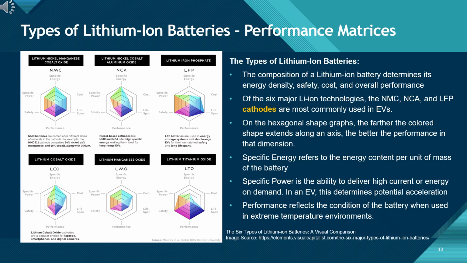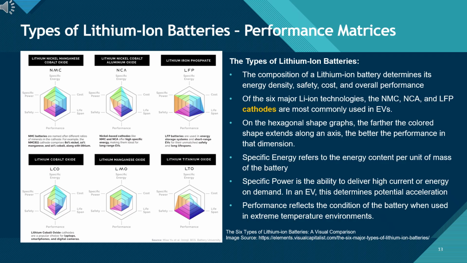Types of lithium-ion batteries, performance matrices. In this slide, we compare the 6 main lithium-ion chemistries based on their performance characteristics: energy, power, cost, safety, lifespan, and performance under temperature extremes. The shape diagrams show how each battery type balances these 6 traits. The farther the colored area extends along an axis, the better that performance.